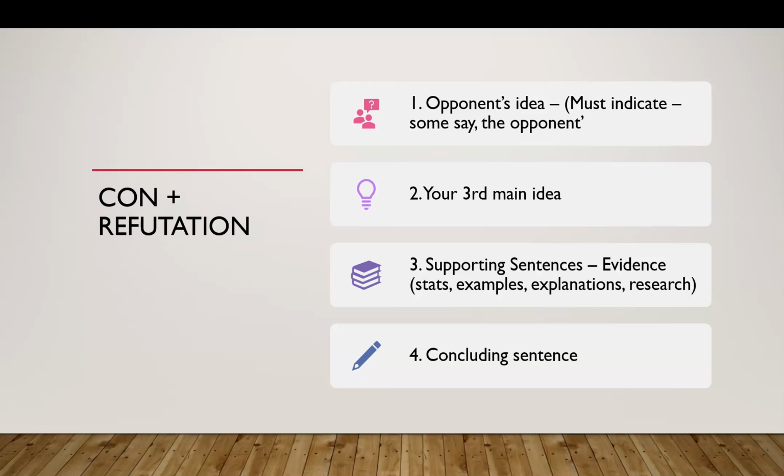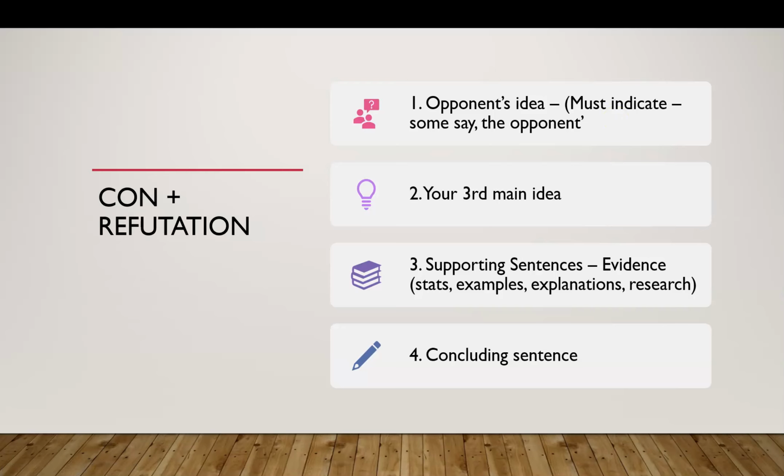Another commonly made mistake is students fail to indicate that this idea that they are writing is actually the opponent's idea. Therefore, we must put words or phrases like some people may say, some say that, the opponents claim that, the opponents state that. We need to indicate that this is the opponent's idea by putting signaling phrases like this.